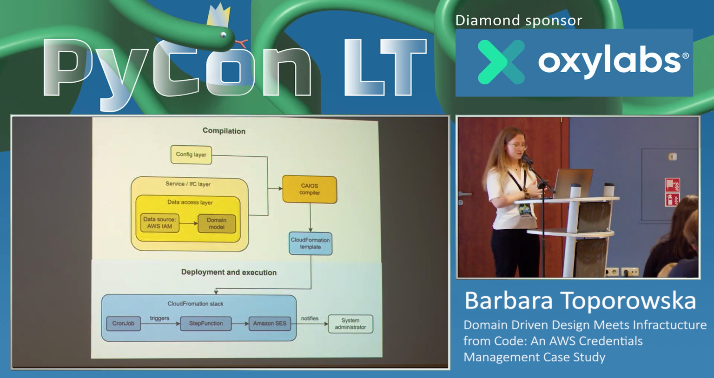So this is the overview of the entire design. We have the app that's used to run locally. We added the configuration layer, and then the CAOS compiler produces the CloudFormation template. And in the stack, we have the cron job that triggers the workflow on the intervals that are required. And then the workflow is going to use Amazon Simple Email Service to notify the system administrator of the result of the scan.